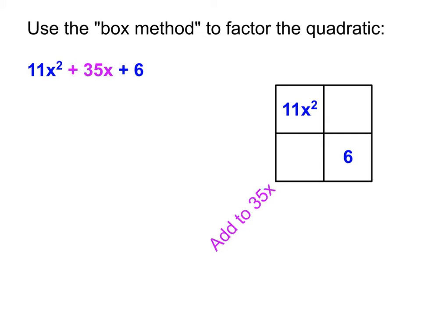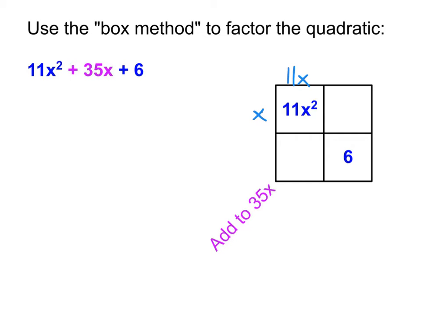To get 11x squared, that would be like 1 and 11 to get the 11. So that's the 1, that's the 11. And then to get the x squared, that would have to be x times x. So really we're going to be doing 11x times 1x. Now, you can write 1x, but of course it's a little bit cleaner to just write it as x. So that gives us our 11x squared.